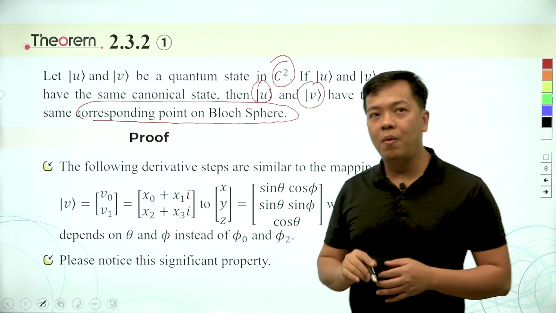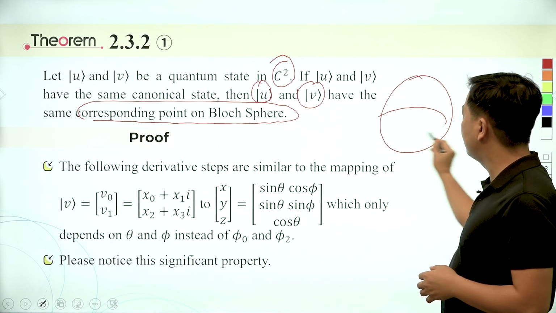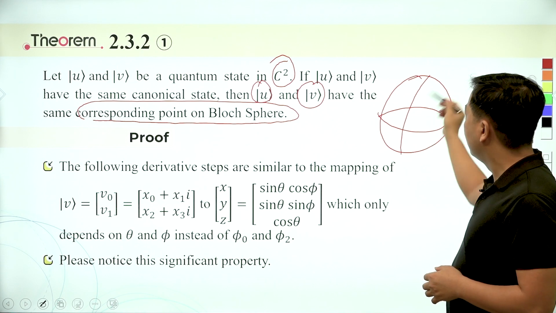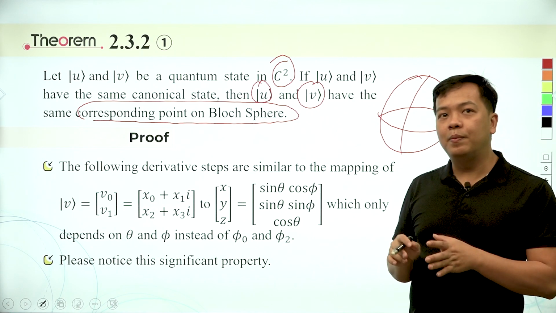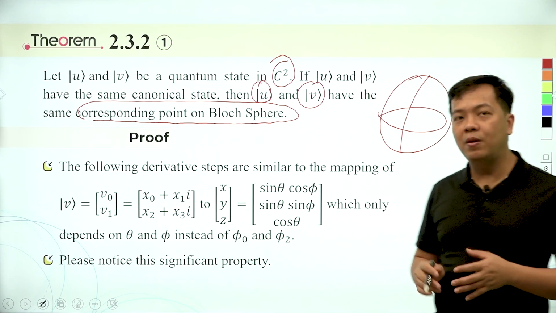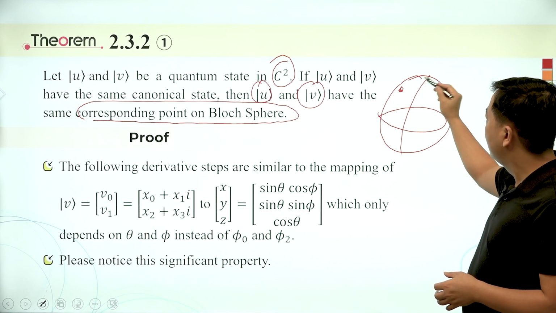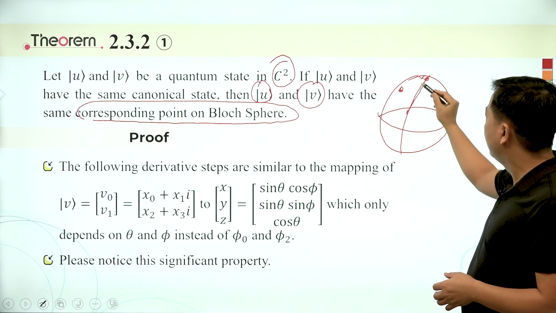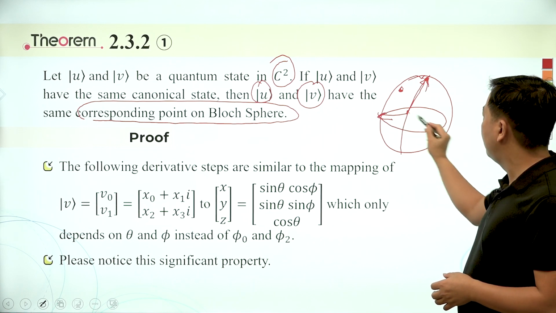Same corresponding point in the Bloch sphere. Yeah, Bloch sphere. That's something like this one. In this kind of Bloch sphere, if vector u and vector v have the same canonical state, that means we can have the same point, maybe over here, or the same in this part or this part.